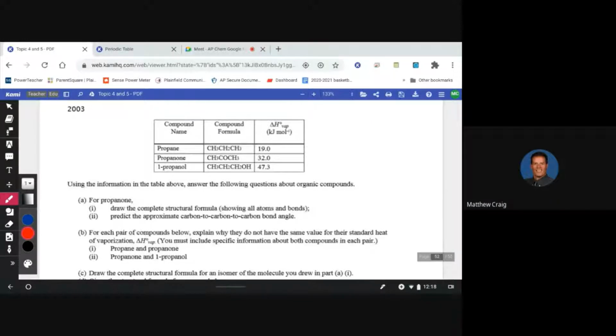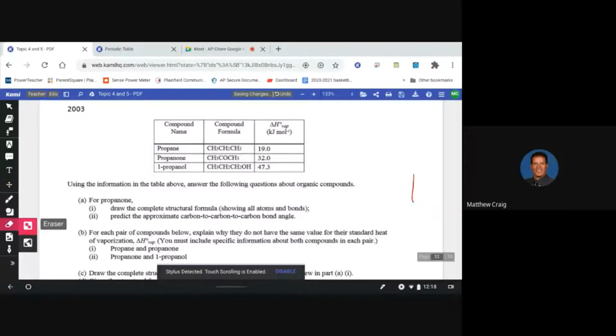2003. So we've got propane, propanone, and 1-propanol. And then you're given the formulas. You're given the heat of vaporization in kilojoules per mole. Good stuff. We like that. Using the information in the table above, answer the following questions about organic compounds.